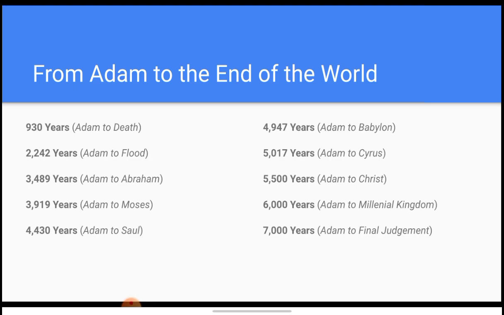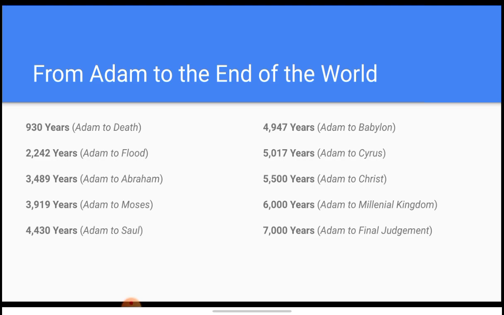From Adam to Christ, 5,500 years, and from Adam to the millennial kingdom, 6,000 years, and last, Adam to the final judgment are 7,000 years.